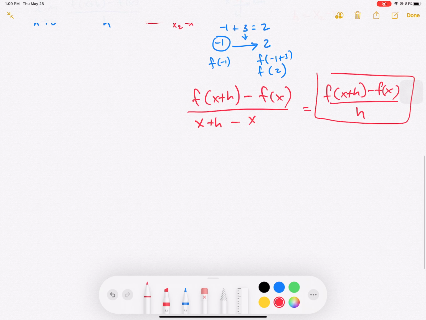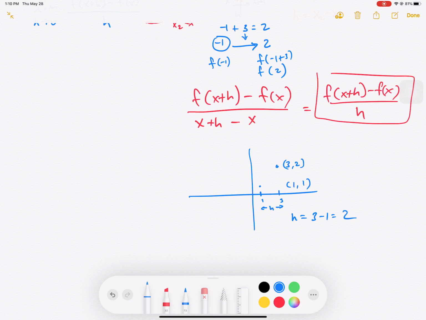Let's use another example here. If I give you two points, the point is 3, 2, and we'll take a point right here, 1, 1. What is the h value between these two points? Well, if this is 1 and this is 3, how far are the points away from each other? Well, it's just 3 minus 1, which is 2. That's how far the points are away from each other. And that's our run.